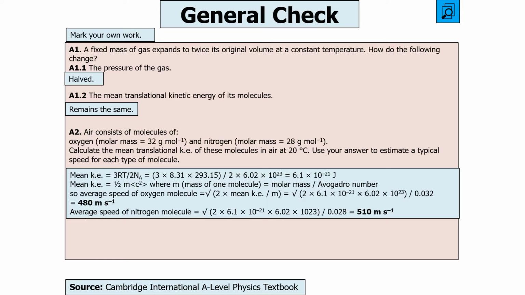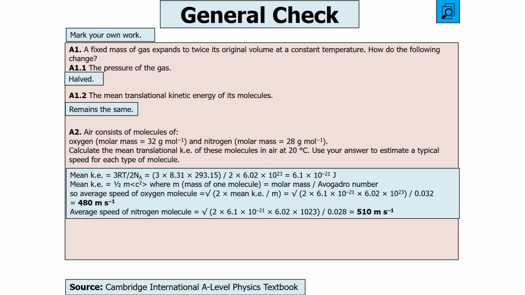We can work out the kinetic energy for each one by doing 3/2 kT, or we could be doing 1/2 mv squared. Now m is the mass of one molecule, so you can work that through by doing the molar mass divided by Avogadro's constant, which gives you the mass of one molecule, because the molar mass is the mass of one mole. Avogadro's constant is the number of molecules in 1 mole. So when you work it all through, make v the subject to work out the average speed of the molecules. Oxygen comes out to be 480 meters per second, and nitrogen comes out to be 510 meters per second.